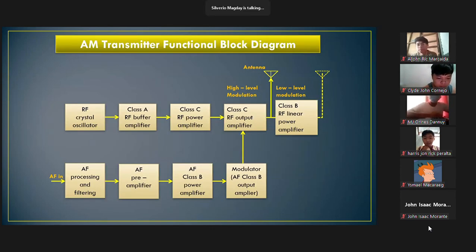So, here is an AM transmitter functional block diagram. Ito yung katumbas na system ngayon ng isang AM transmitter. Your audio frequency, and then AF processing and filtering, may preamplifier, tapos mga Class B power amplifier. May modulator, Class B output amplifier going through your antenna. Dito naman sa part ng carrier, eto sa part ng modulating signal, and then through the output amplifier, and then high-level modulation, and saka may low-level modulation.